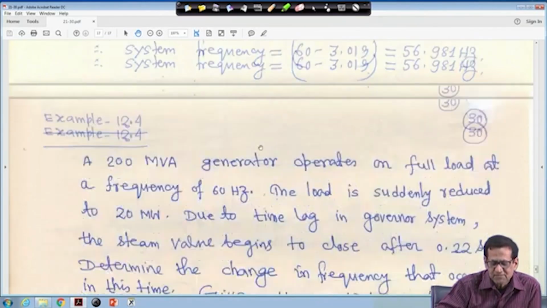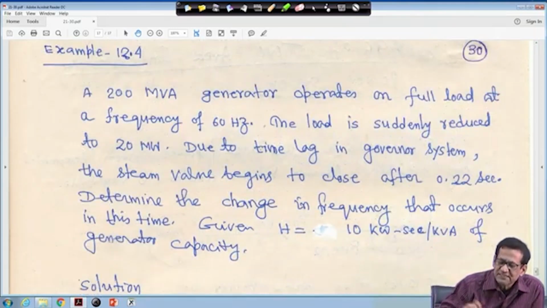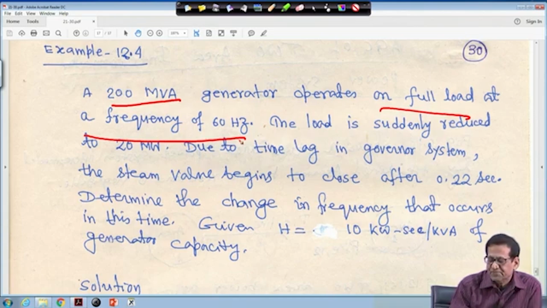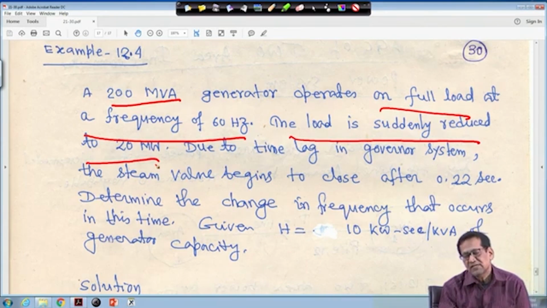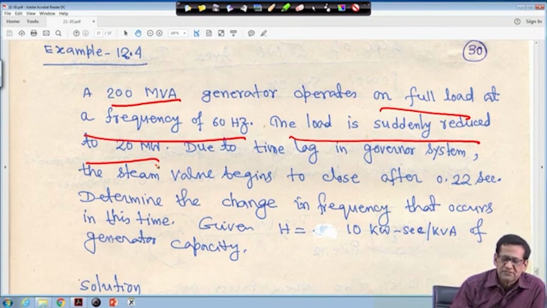Now, another example, example 4. Say a 200 MVA generator operates on full load at a frequency of 60 hertz. The load is suddenly reduced to 20 megawatt. Load reduction means that the frequency, or speed, will increase, but you will never lose synchronism.